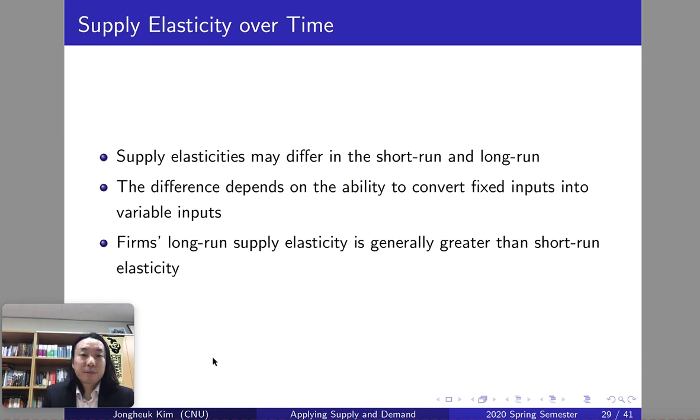Like a demand curve, the supply curve is also changing over time, so time matters in the value of supply elasticity. So you can just think about each equation and make sure you understand each sentence. If you don't understand, please let me know.